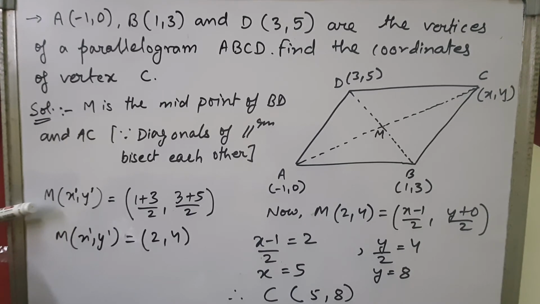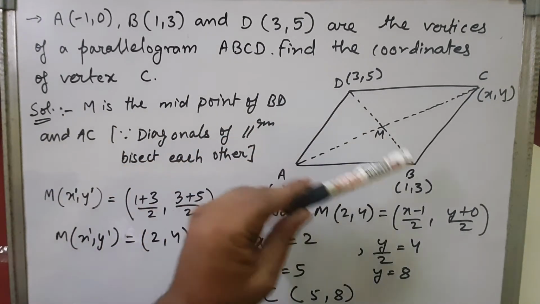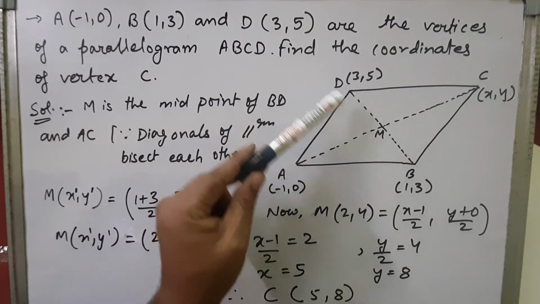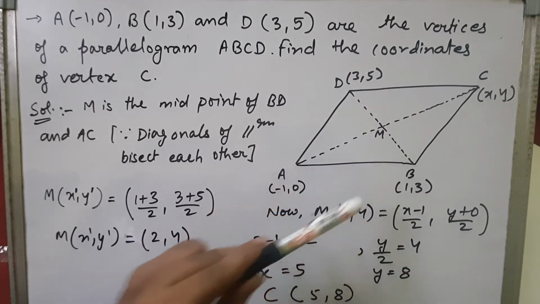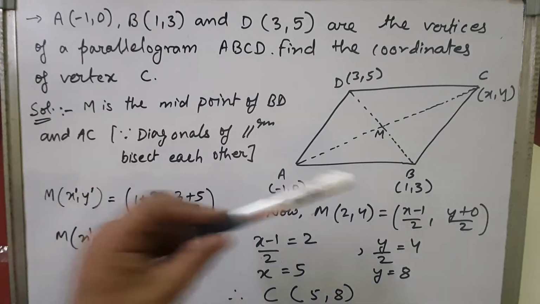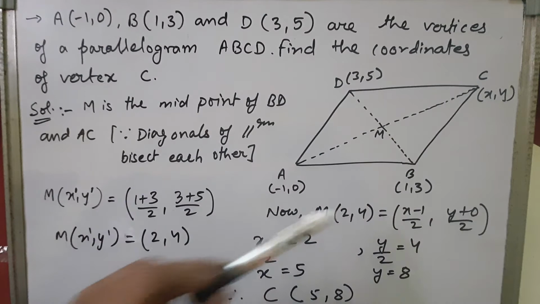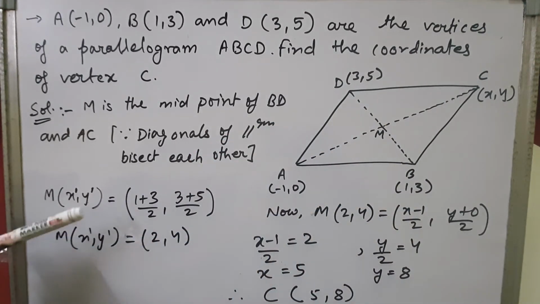When we calculate the coordinates of M from B and D, which are given, what will be the coordinates of M? x1 plus x2 upon 2 comma y1 plus y2 upon 2, that means 1 plus 3 upon 2 comma 3 plus 5 upon 2. It will be 2 comma 4. The coordinates of M will be 2 comma 4.